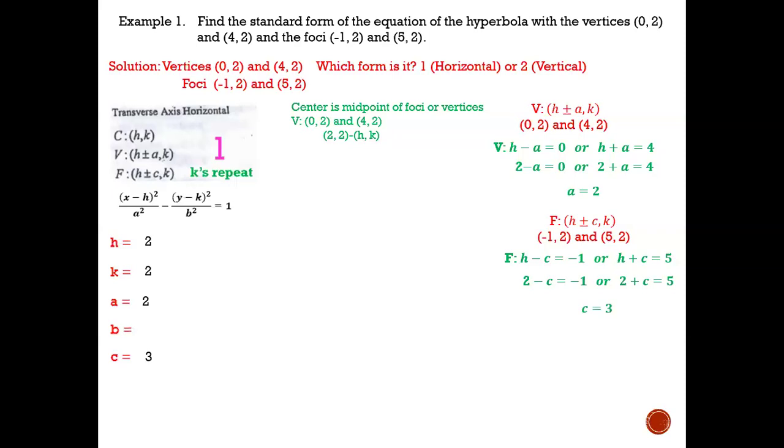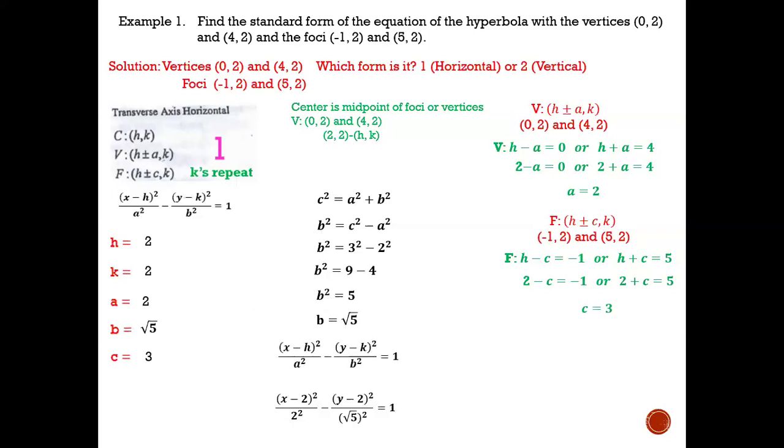Again, we're going to use c squared is equal to a squared plus b squared to get our B. I wouldn't go this far, but let's get our B just so we can keep practicing our formula. B is equal to the square root of 5. Let's plug all of this into our formula. The square root of 5 squared is going to give us 5, so that's why I don't like going that far. But anyway, it gives me my standard form of the equation of the hyperbola, which is given by (x minus 2) squared over 4 minus (y minus 2) squared over 5 is equal to 1.